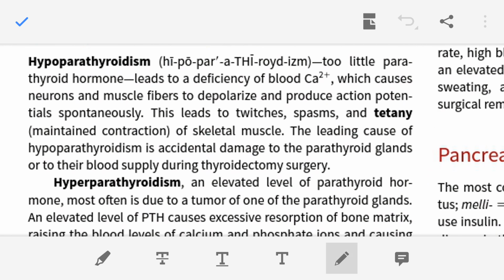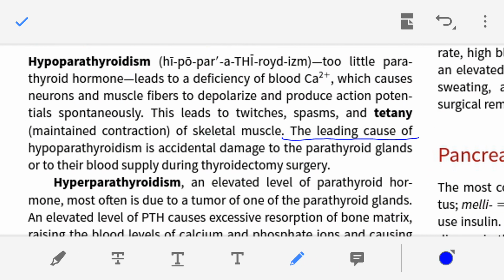Now, the leading cause of hypoparathyroidism. Why is hypoparathyroidism occurring? First, accidental damage to the parathyroid gland. If the parathyroid gland is damaged by accident, it produces and secretes less parathyroid hormone.